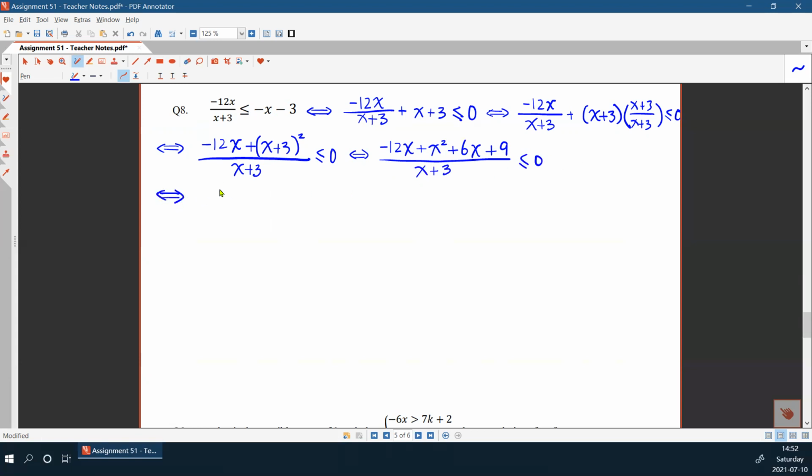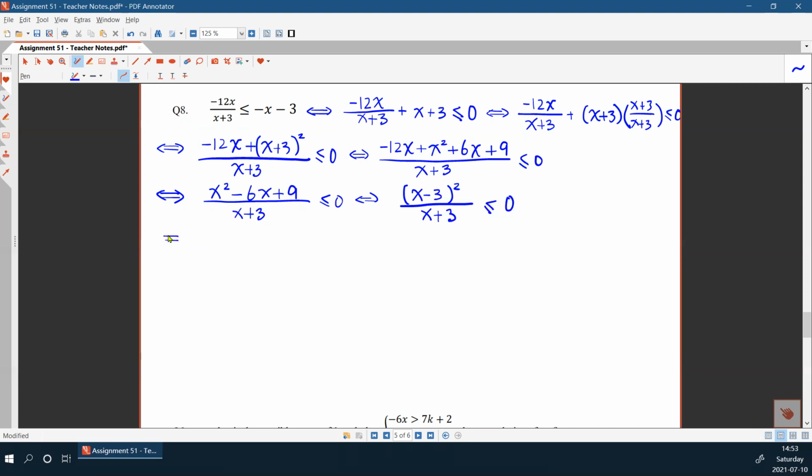And this is equivalent to x squared minus 6x plus 9. This is also a formula, right? Which can be rewritten as x minus 3 squared, right? x minus 3 squared is x squared minus twice of x and 3, which is minus 6x, plus 9. Okay, over x plus 3, smaller than or equal to 0, right?